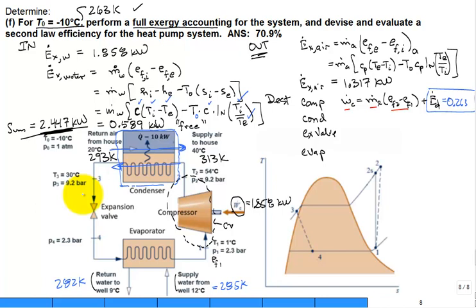Let me introduce a clean page. Insert new page. So we do an exergy balance, and what we have is the mass flow rate of the refrigerant times the flow exergy of the refrigerant flowing in at state 2 minus the flow exergy of the refrigerant flowing out at state 3. So there's what's coming out of the refrigerant.